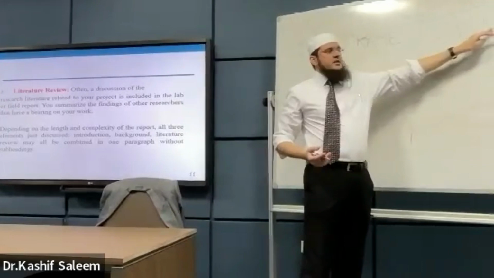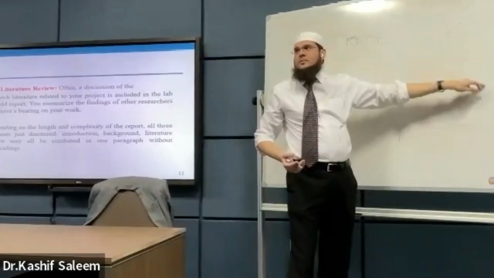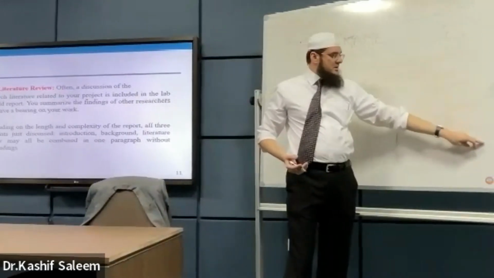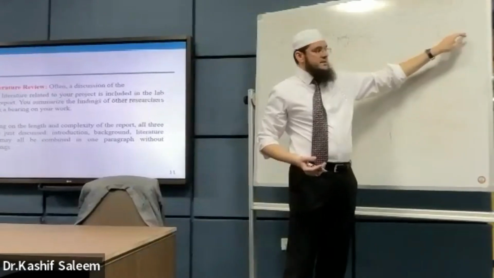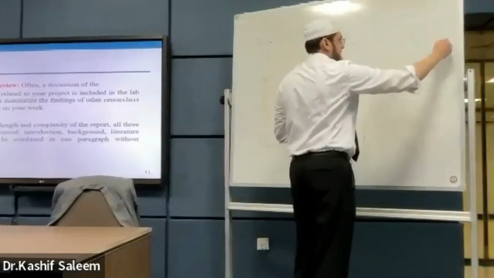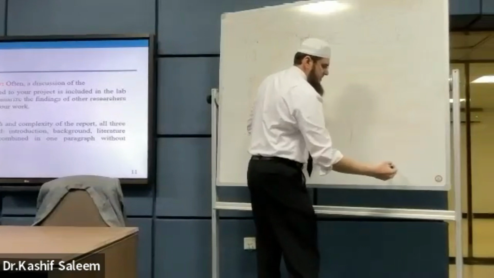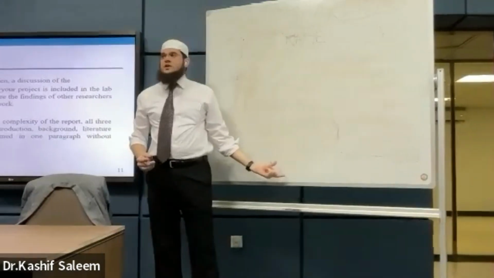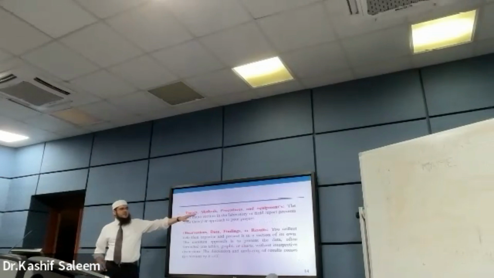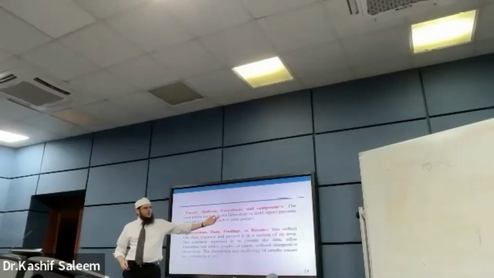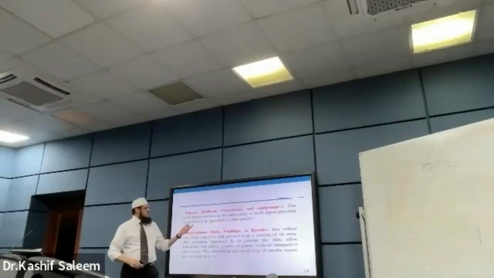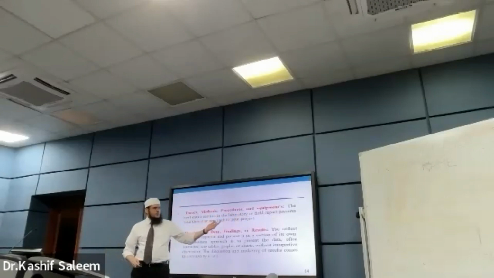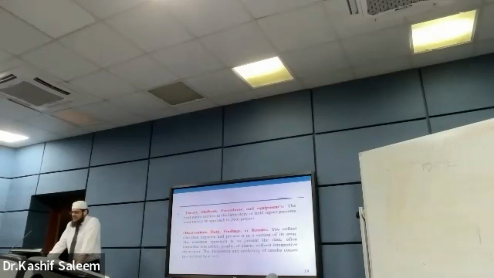There is another column here. So what I do, I write the name here. So another column will be there with the solution. Theory, methods, procedures, and equipment. Next major section in laboratory or field reports: present your theory and approach to your project. Observations, data, findings, or results.